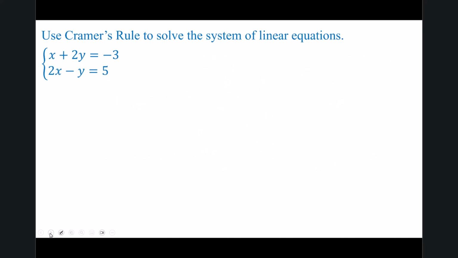So let's try that. We want to solve this system of equations using Cramer's rule. So I need to find three different determinants. First, the determinant of the coefficient matrix. So I put the coefficients in my matrix. The determinant would be 1 times -1 minus 2 times 2, which is -1 minus 4, which is -5. So that's the determinant of the coefficient matrix.